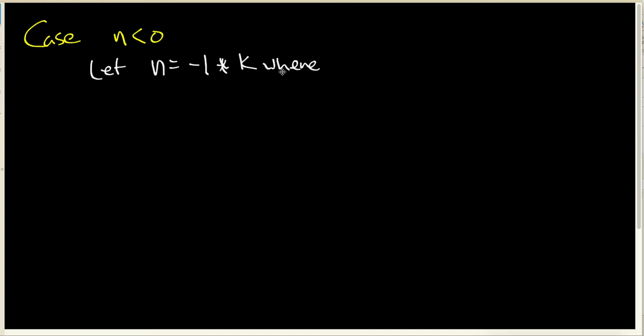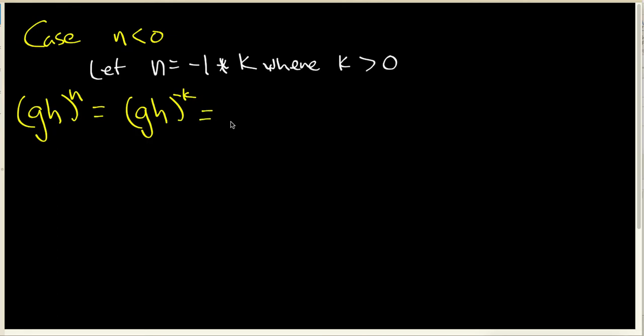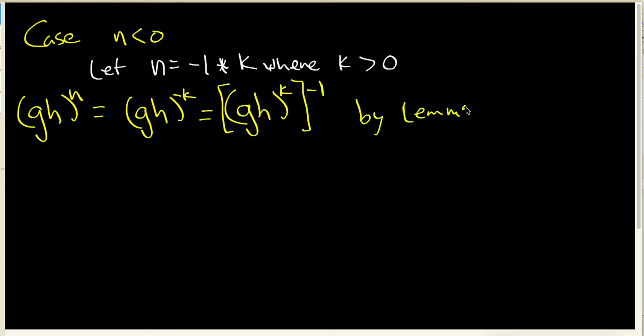And case 2 is when n is less than 0, and for convenience we are going to let n be equal to negative 1 times k, where k is a positive integer. Now, when we have that hypothesis, we can then do this. gh to the n will be equal to gh to the minus k, and by our lemma, we can think about that as gh raised to the k and then take an inverse. And I want to stress that that is by our lemma.